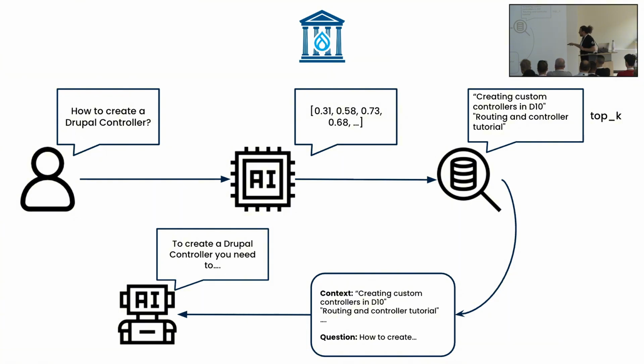Now, here there is another thing that I want to talk about. If we can pass some context, why can't we just pass all our content in the context instead of having a vector database?